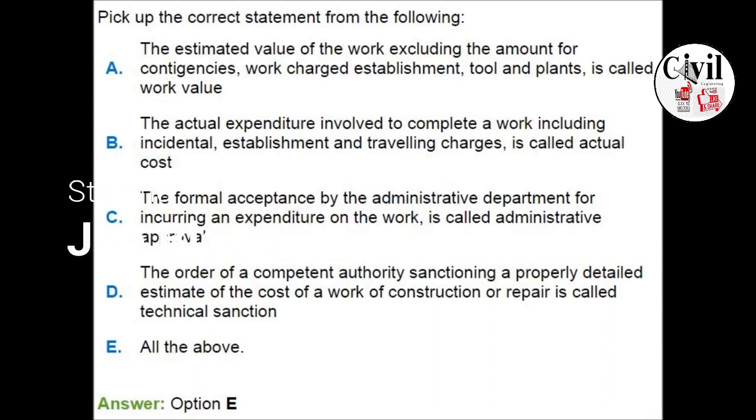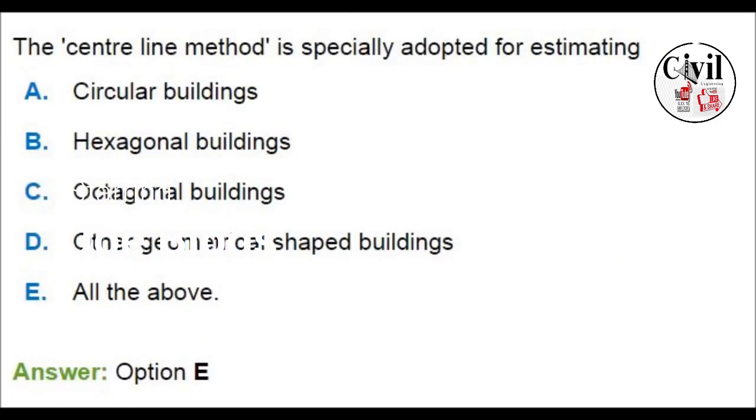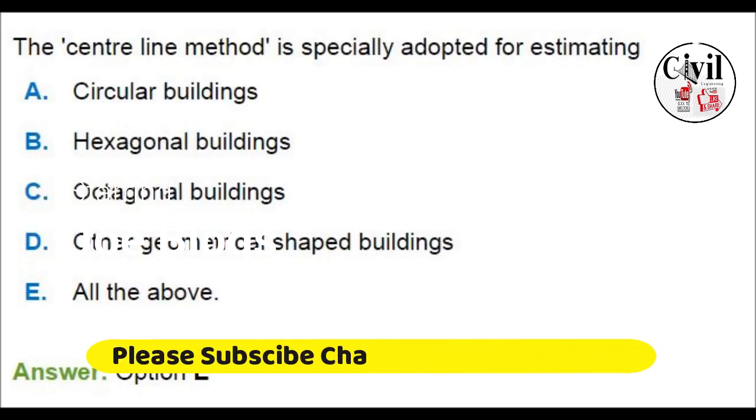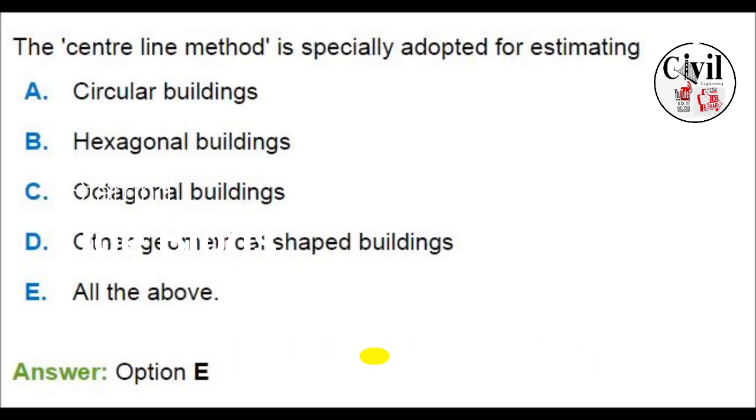Okay, so the next one is: pick up the correct statement from the following. So we are having this MCQ that the central line method is specially adopted for estimating circular buildings, hexagon buildings, octagon buildings, or other geometrical shaped buildings. So E is the correct answer because central line method is used to estimate all kinds of buildings.